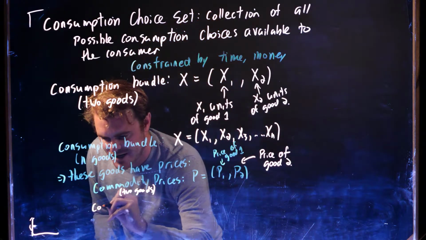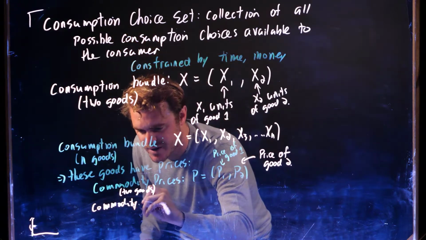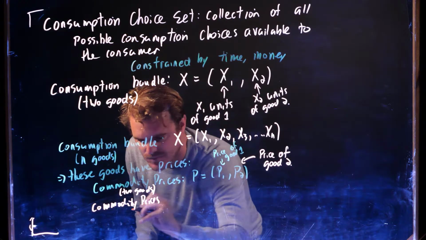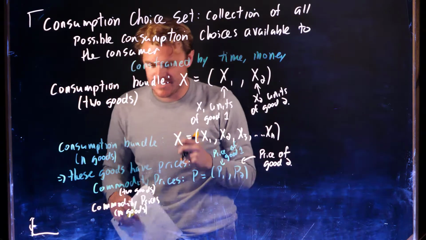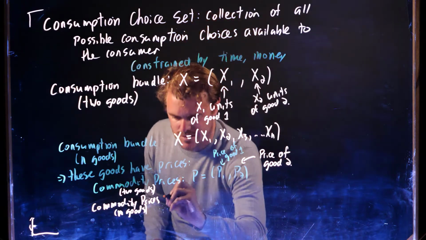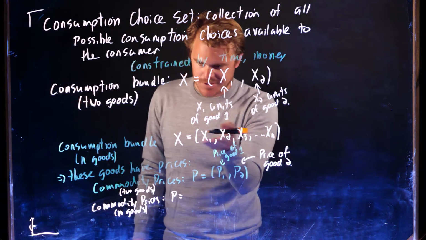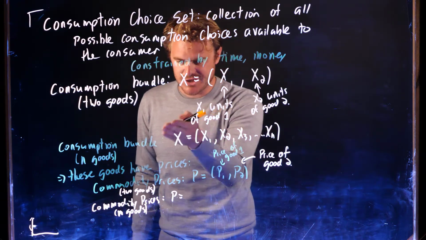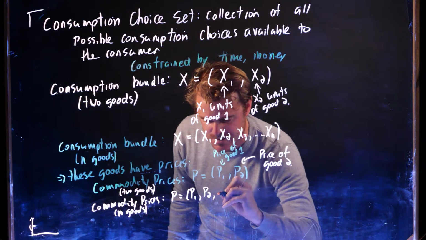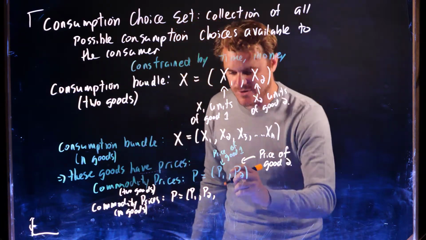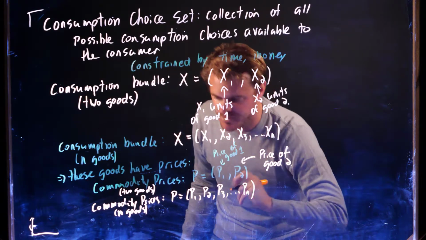But we could do commodity prices for N goods. We could represent it with a capital P, corresponding to this situation where we have N goods, and each of these goods is going to have a price. So P1 is the price of good 1, P2 is the price of good 2, P3 is the price of good 3, all the way up to Pn, which is the price of good n.